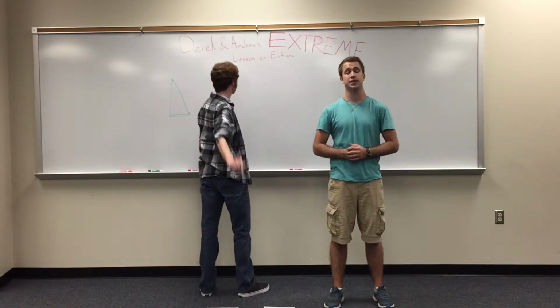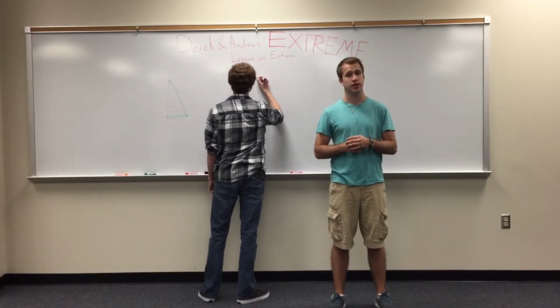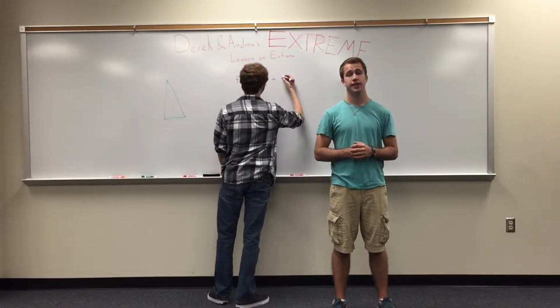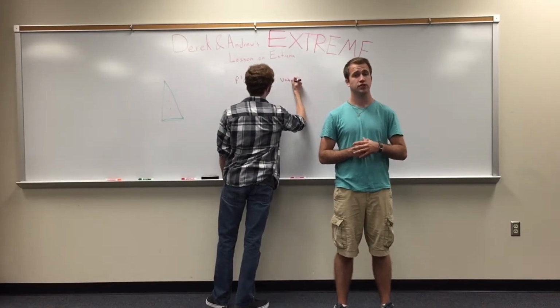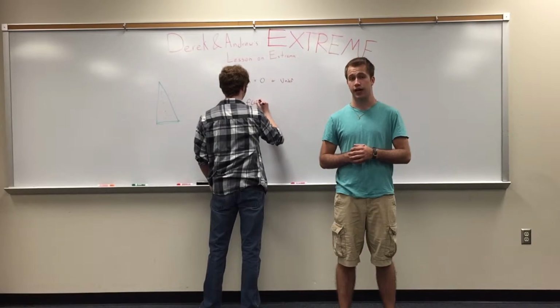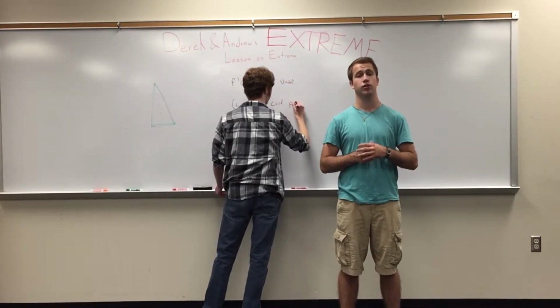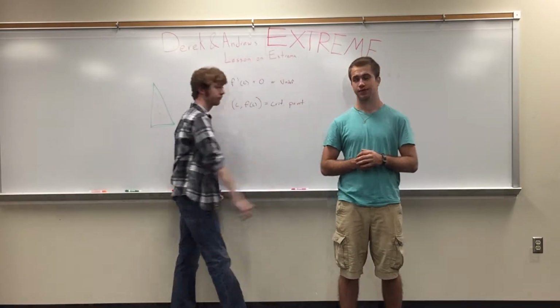A critical point is a point on the graph where the derivative at a certain x value is 0 or undefined. So f prime of c equals 0, or f prime of c is undefined. The point c, f of c, would equal the critical point.